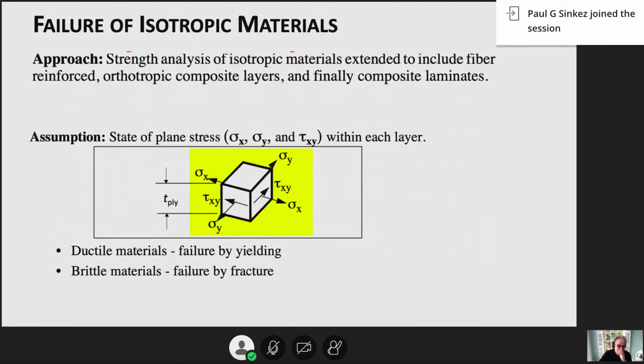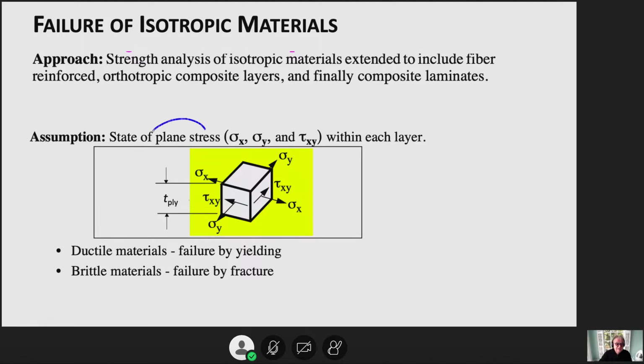So what do we do? We get inspired by the failure of isotropic materials. We do the same thing. It's not much different in isotropic materials. The failure is also not a well-established science, but mostly empirical and based on observations and assumptions. And we look at a single layer. Again, the keyword is plane stress. We are looking at a single layer with a ply thickness T.